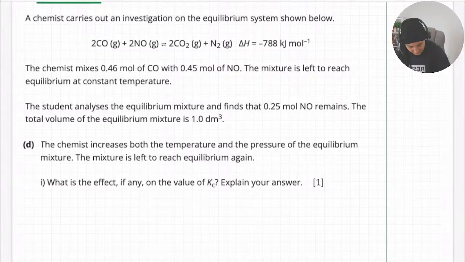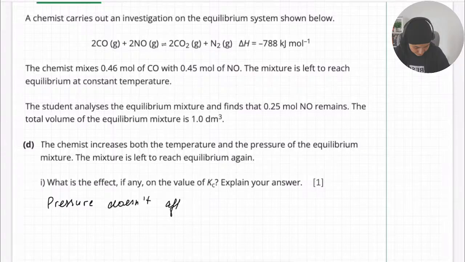Okay, and now let's see. So we know that pressure does not affect Kc. I will write that. I don't know why it's 1 mark though, because I think it should be an extra mark for pressure. I'm not sure, but this is from Save My Exams. Hopefully real examiners, the people who do real exams, are more generous. But I would say, just in case, that pressure does not affect Kc.